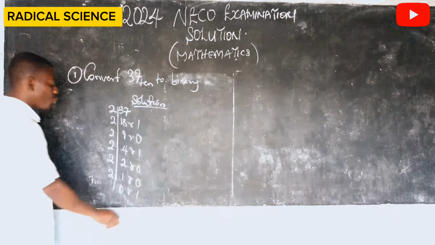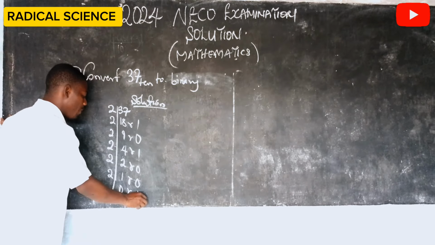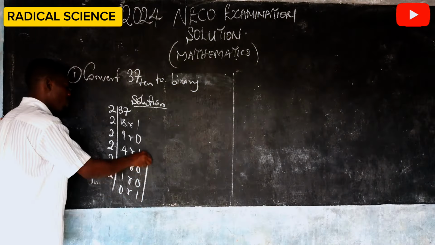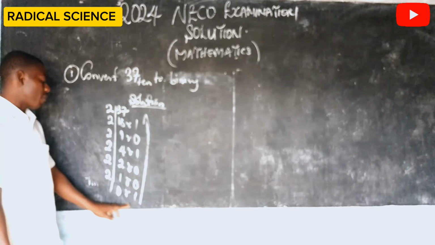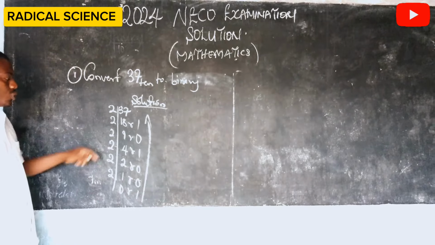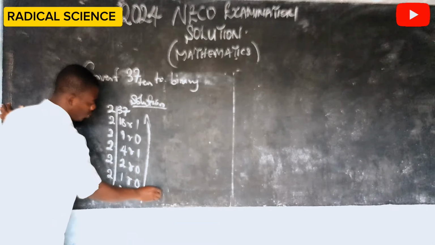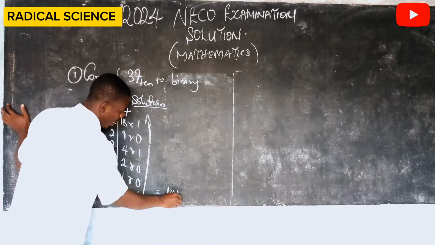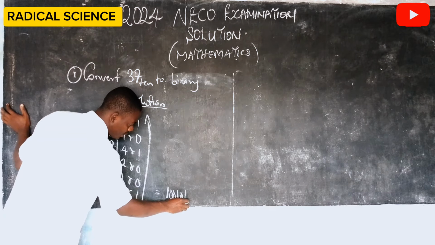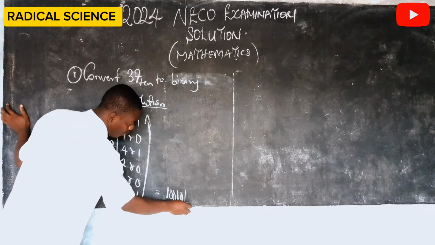At this point, we are told to get this number. We draw a simple arrow. This arrow suggests that we'll be taking these numbers from the bottom to the top. It will be equal to 1, 0, 0, 1, 0, 1. You just write it in base 2.